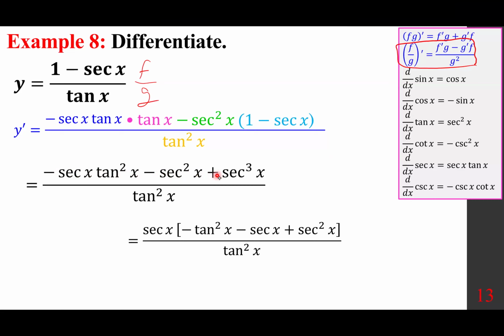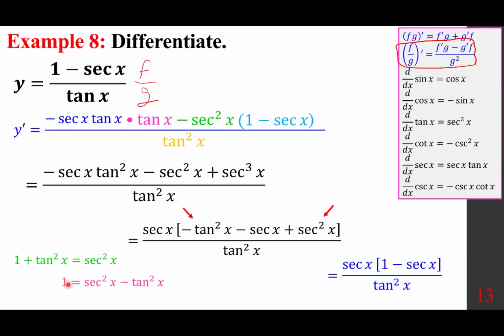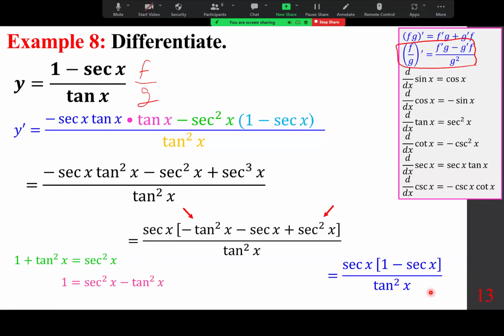One of the Pythagorean identities on the previous page gave us 1 plus tan squared equals secant squared, or tan squared plus 1 is secant squared. Makes no difference. If I move tan squared to the right, I get secant squared minus tan squared. Secant squared minus tan squared equals 1. So this one and this one combine into 1. They will be replaced by 1. We get secant x times (1 minus secant x) over tan squared x, and we are done.